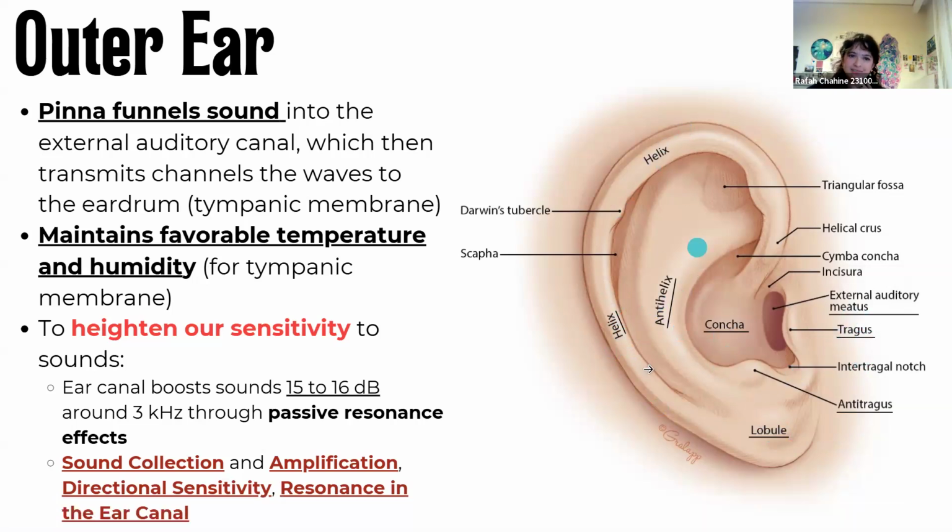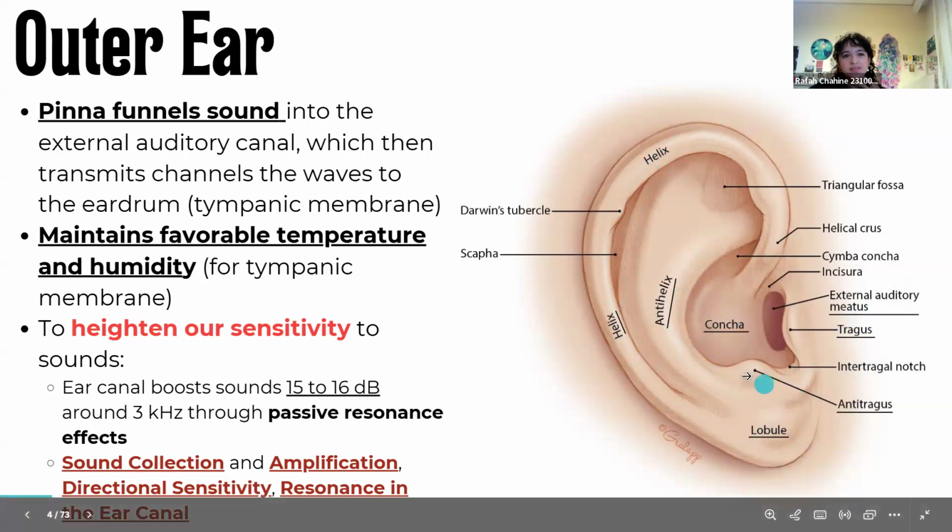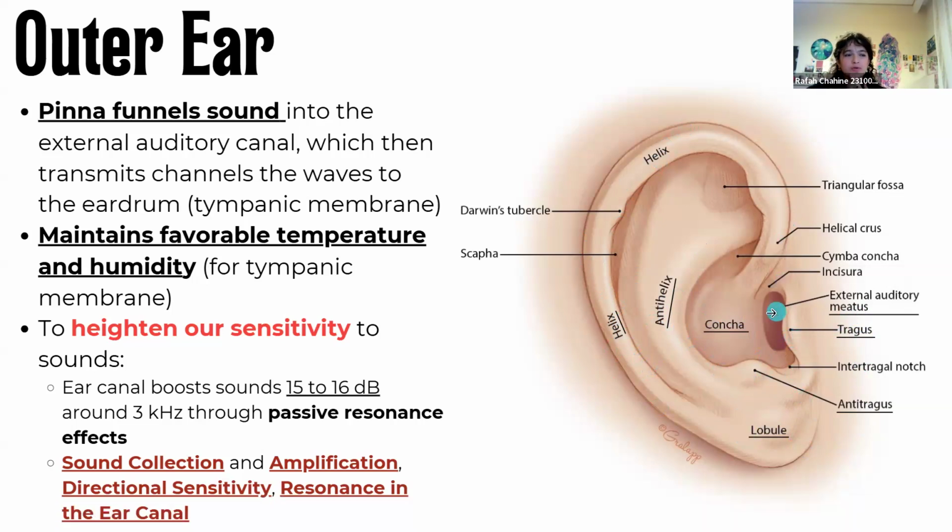So this is going to be the helix, antihelix. If you know piercing names, then you know these. Concha, this is a lobule. This is the antitragus, and this is the tragus. They're opposite to each other. And this is the external auditory meatus, which will lead us to the eardrum or the tympanic membrane.